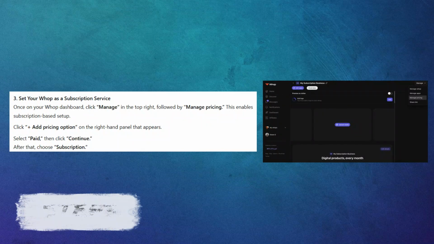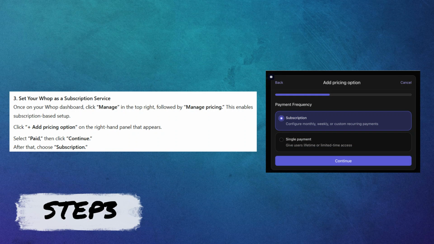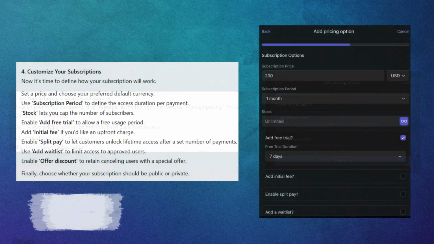Step 3. Set your Whop as a subscription service. Once on your Whop dashboard, click Manage in the top right, followed by Manage Pricing. This enables subscription-based setup. Click plus add pricing option on the right-hand panel that appears. Select paid, then click continue. After that, choose subscription.